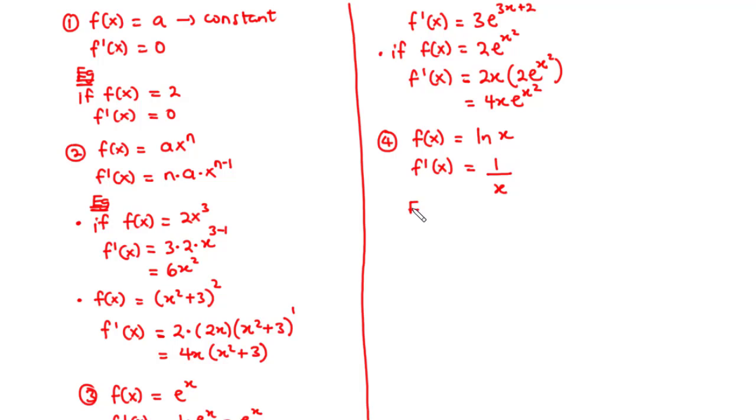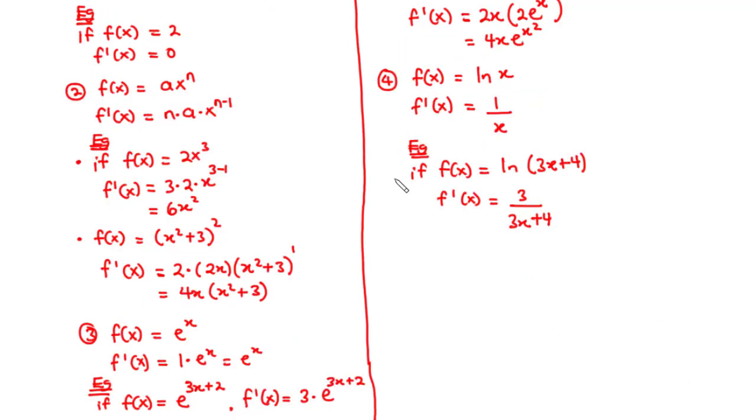So for example, if we have f of x equal to ln(3x + 4), then what this primarily means is that we have f prime of x equal to, we differentiate this, we have 3 divided by, we are going to repeat what we have in the bracket, so that is 3x + 4.